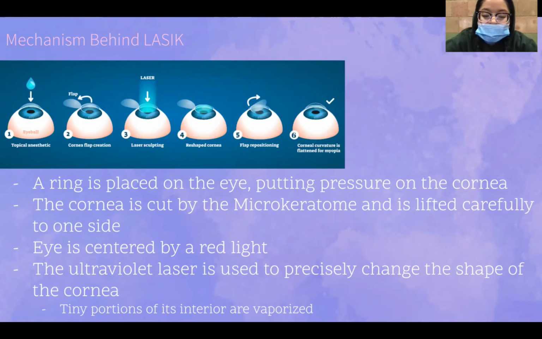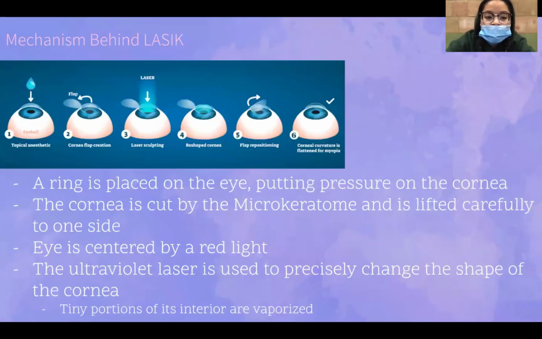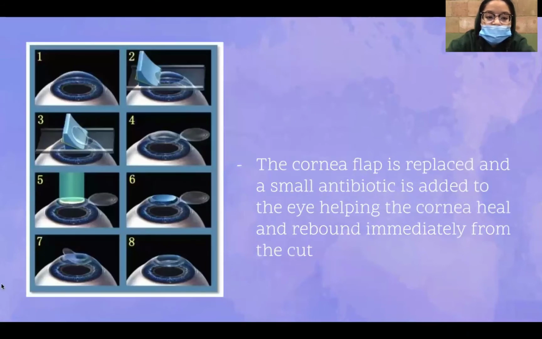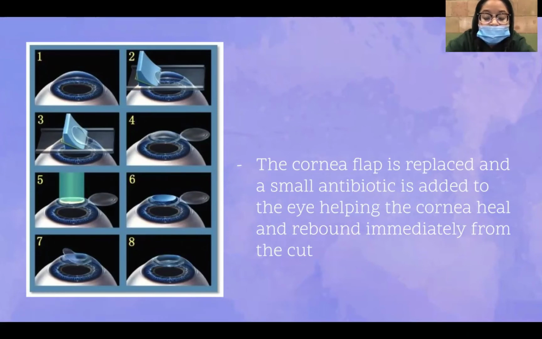And then tiny portions of its interior are vaporized to correct the shape. And this is just another diagram, I showed you one here, but this is just another one for you to get more visuals. To continue, the cornea flap is replaced and a small antibiotic is added to the eye, helping the cornea heal and rebound immediately from the cut. The cornea flap does heal quickly, so it's a very fast procedure, and that just shows it.